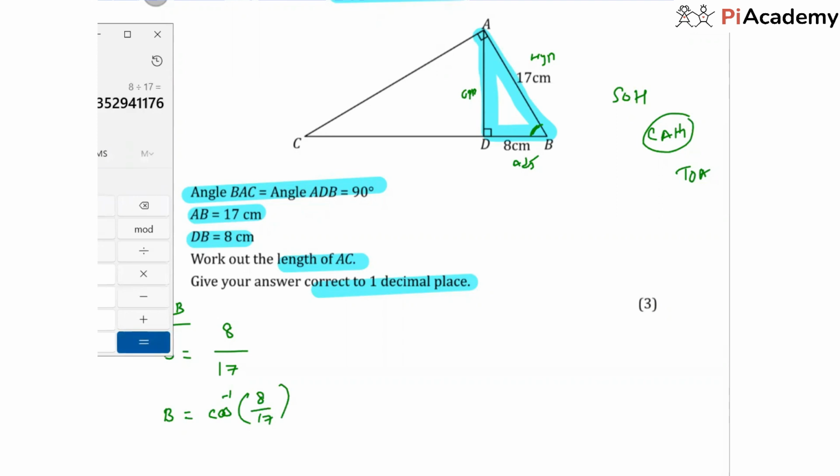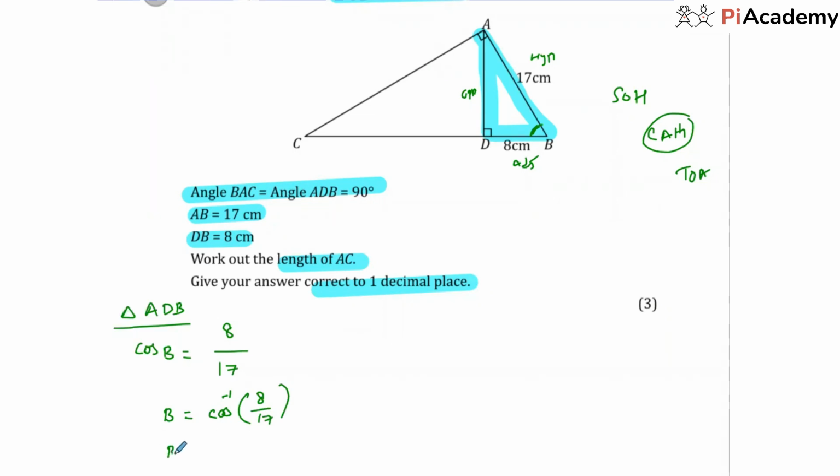So I'm finding cos inverse of this. Cos inverse is 61.92, like 61.93. Let's write B is equal to 62 degrees. So this angle is 62 degrees.